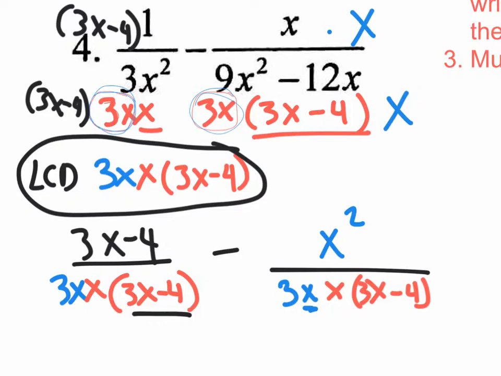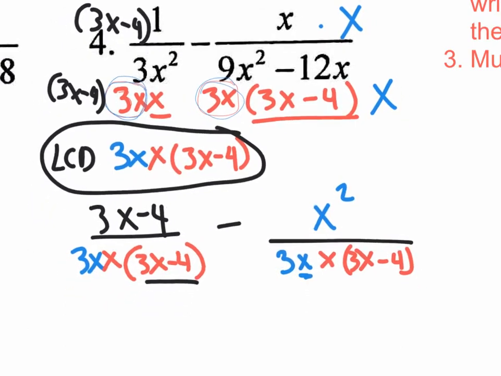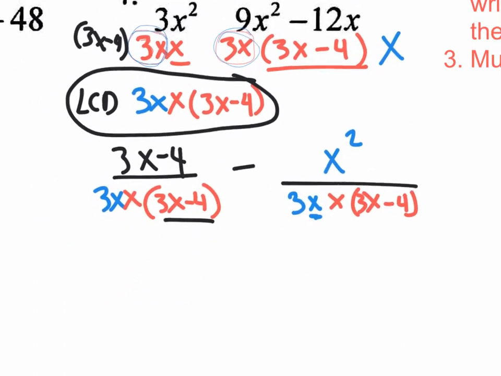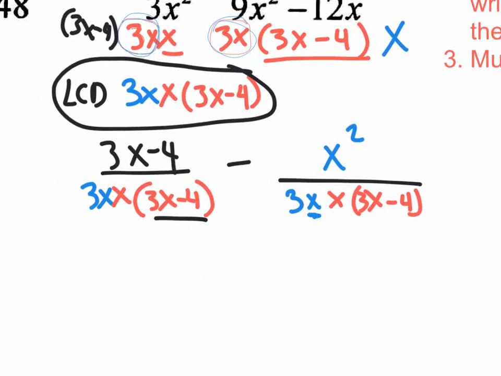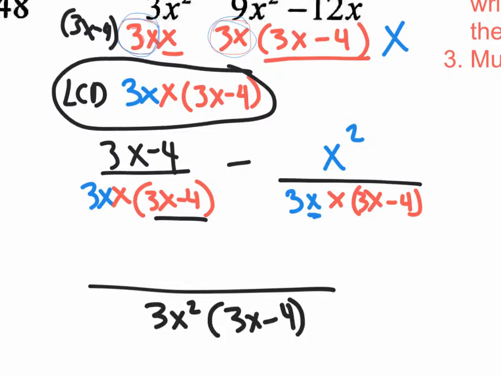So now that I have an LCD, a common denominator, now I'll be able to add or subtract the top with the top, okay? Now our answer is still going to be over that LCD. And just to make it look a little nicer, since I know that this is going to be my final answer, I actually multiplied the x times x and wrote it as x squared. Okay, so there's my LCD.